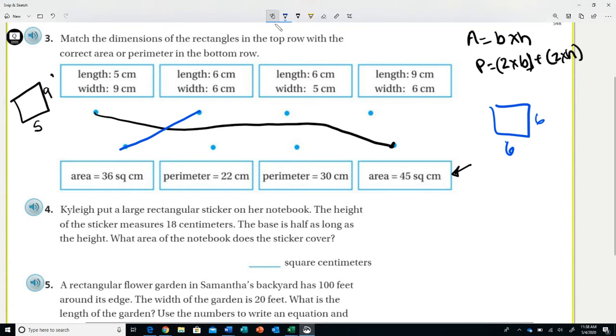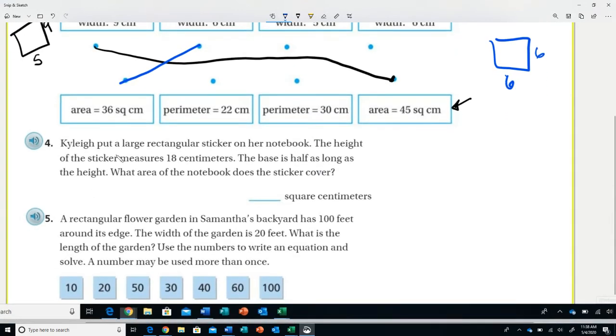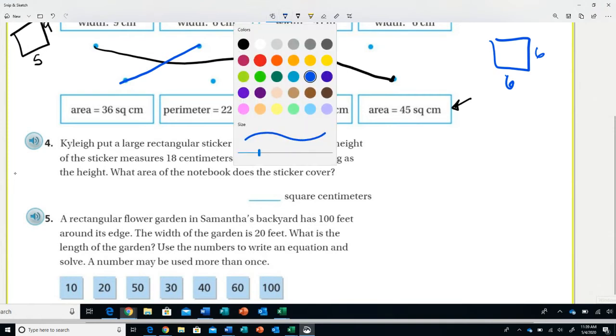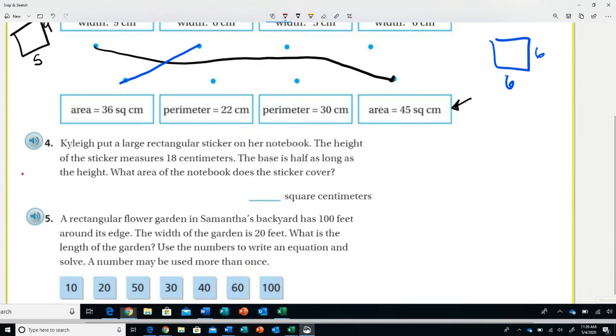All right, let's scroll up a little bit. Kylie put a large rectangular sticker on her notebook. The height of the sticker measures 18 centimeters. The base is half as long as the height. What area of the notebook does the sticker cover? Okay, so let's talk about what we know. The height of the sticker is 18.